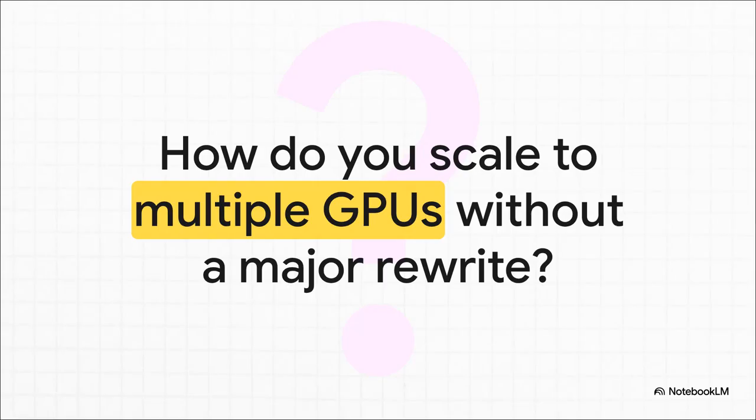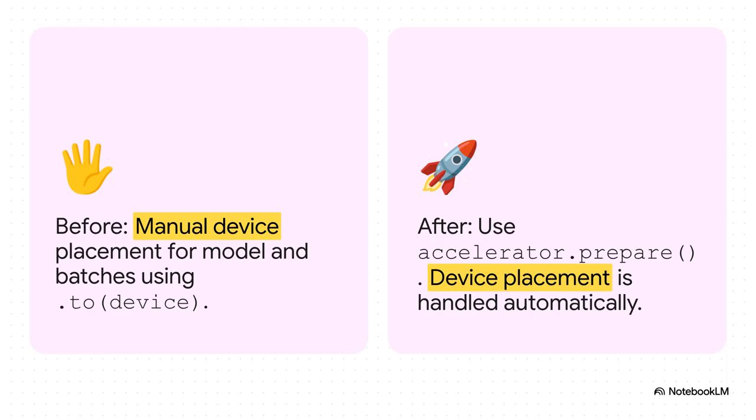This is a super common problem. You get your code working perfectly on one GPU, and then you realize you need to run it on, say, 8 GPUs, or maybe even TPUs. How do you do that without having to rewrite everything from scratch? Well, the answer is Accelerate. It's kind of magical. Look at this.